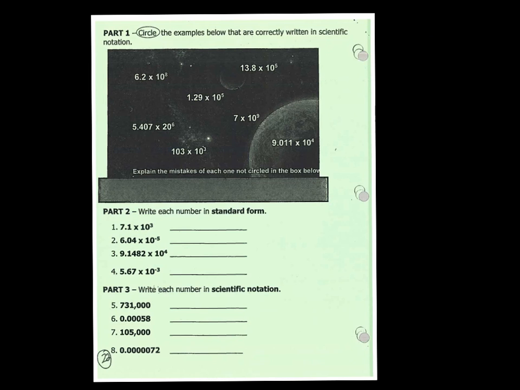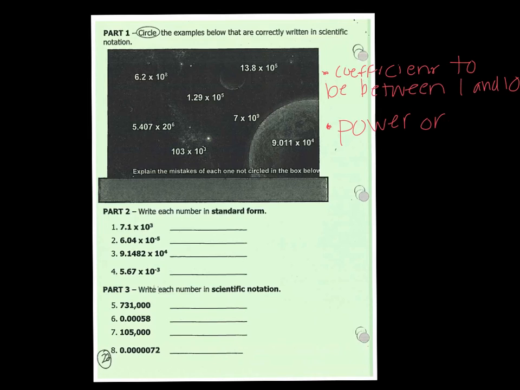All right, so the first part, we want to circle the examples that are correctly written in scientific notation. To be correctly written in scientific notation, I need my coefficient, and you should write this on the side of your paper, to be between 1 and 10, and I need a power of 10. So look through. Take a second on your own to try to circle the ones that you think are correctly written.